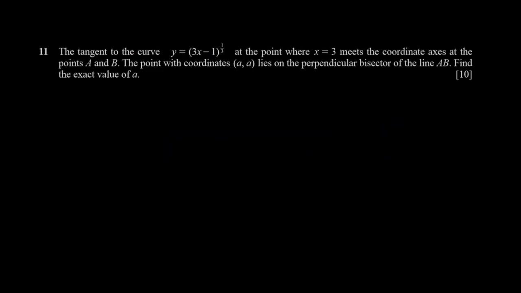All right then, question 11. The tangent to the curve y equals 3x minus 1 to the power of a third at the point where x is equal to 3 meets the coordinate axis at the points A and B.